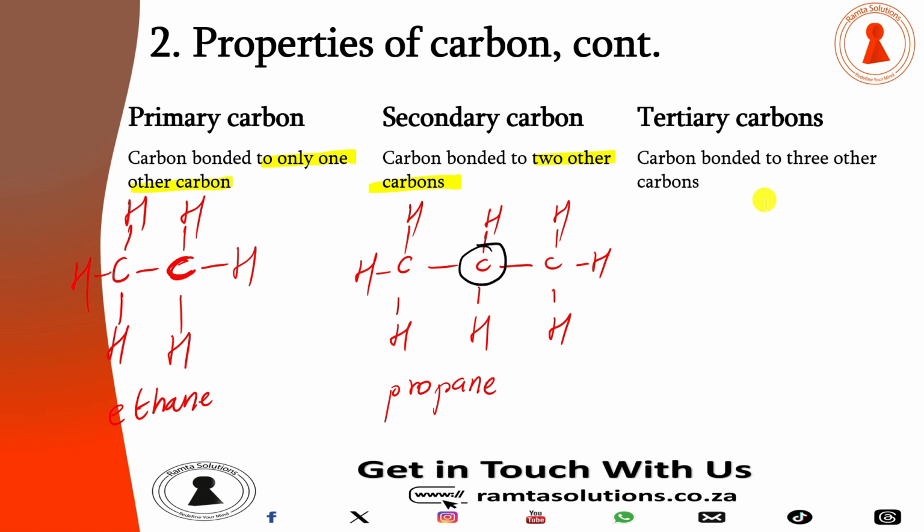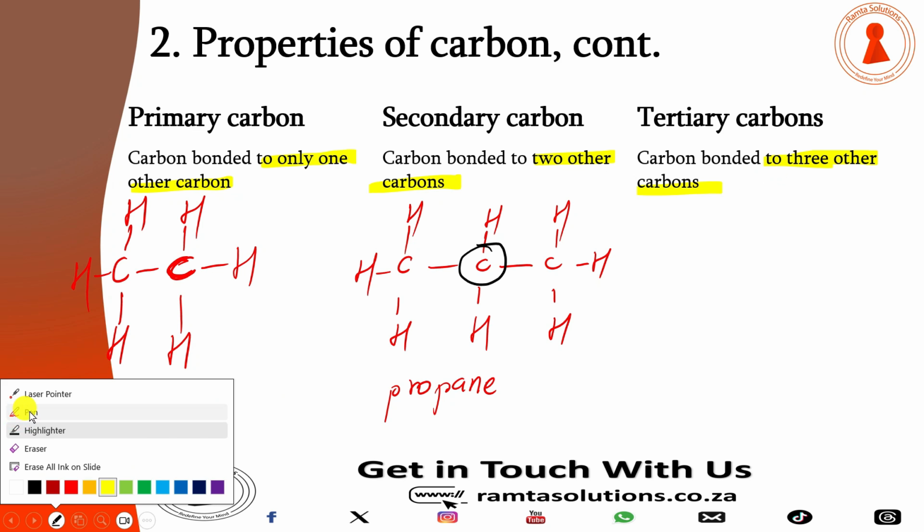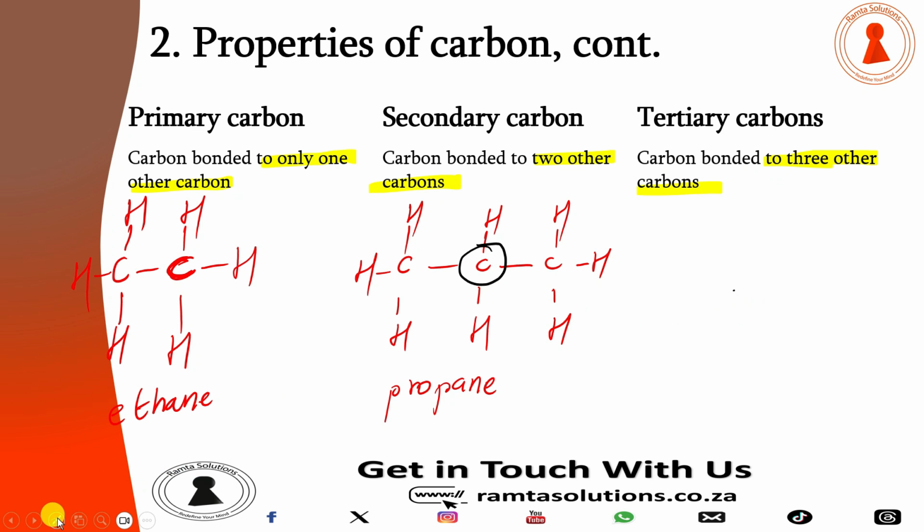Now, a tertiary carbon is bonded to three other carbons. Now, I'm going to show you an example of a tertiary carbon. Let me try this one here. I'm going to highlight the tertiary carbon. Can you see it? It's this one here. Oh, no. I forgot to add another carbon here.